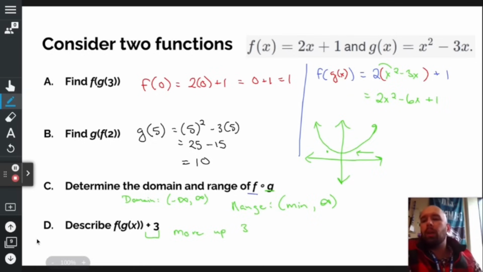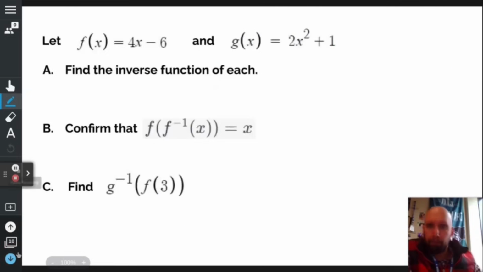Boom. Done. Easy peasy. All right, so let f of x equals 4x minus 6, g of x equals 2x squared plus 1. Find the inverse function of each. Okay, so very similar to what we had at the very beginning. What I'm going to do is f of x here. I'm going to always swap out the f of x with y for the time being.